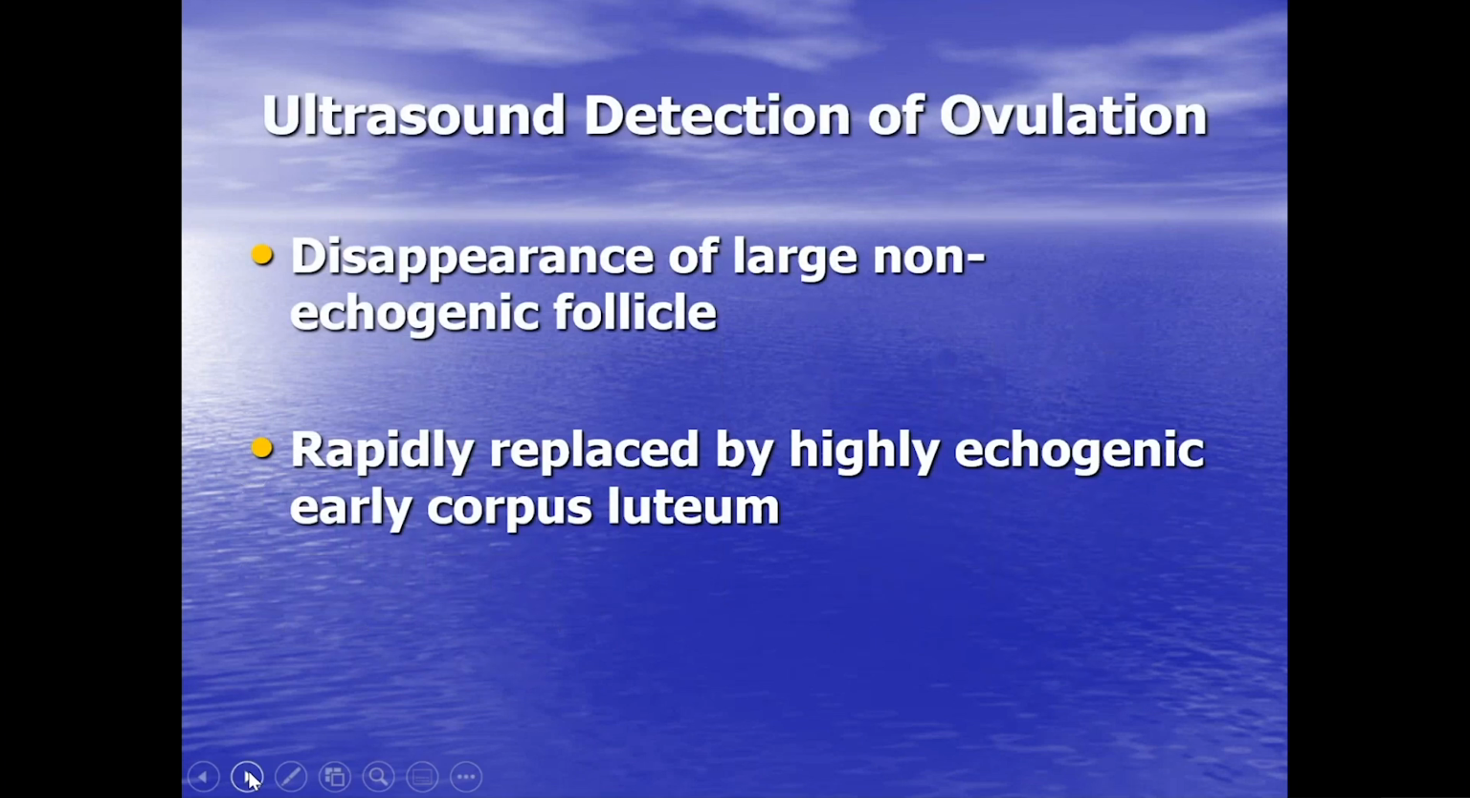Ovulation is relatively easy to detect. A large non-echogenic follicle, black if you want to put it that way, anechoic, all these slightly confusing different terms you get, rapidly replaced by a highly echogenic, so white, early corpus luteum.